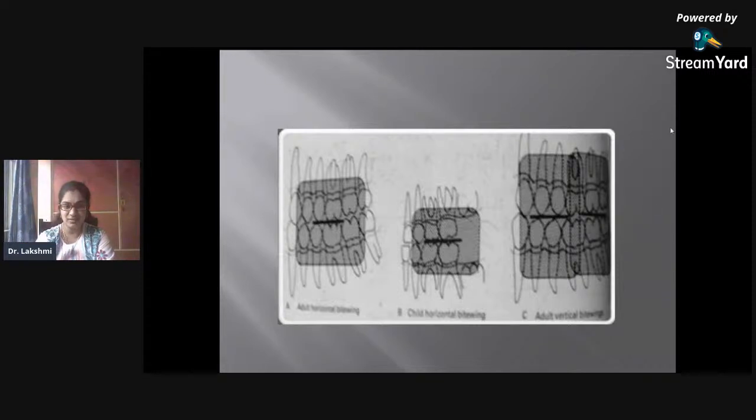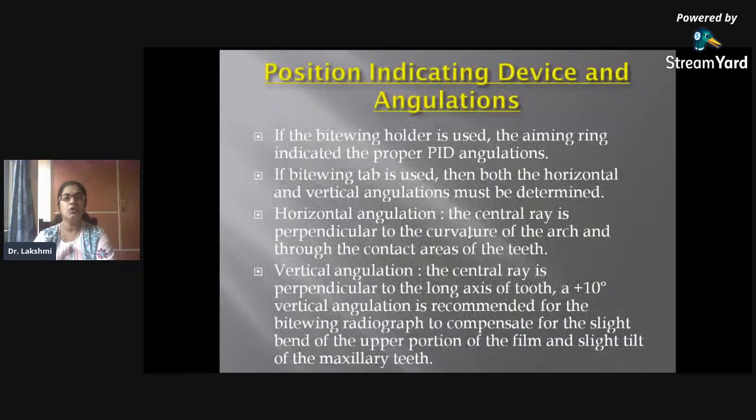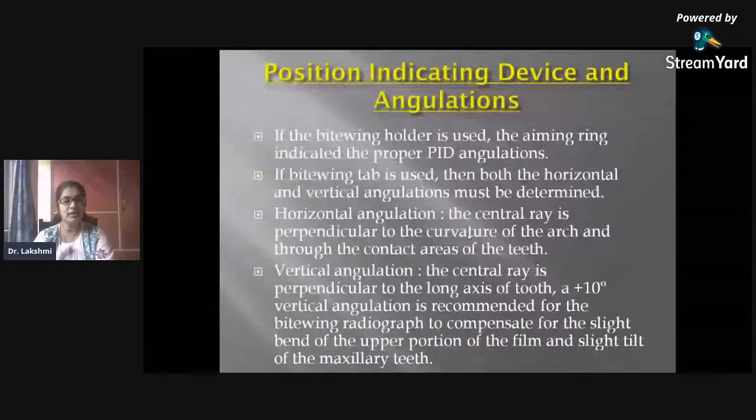And the black one over here, this thick line, that is the tab, pulling which you can ask the patient to bite in occlusion and then position the film. Okay, so position indicating device and angulations, how exactly is the x-ray produced for this one? If the bite ring holder is used, the aiming ring indicates the proper PID angulations. If the bite ring tab is used, then both the horizontal and vertical angulations must be determined by the operator.